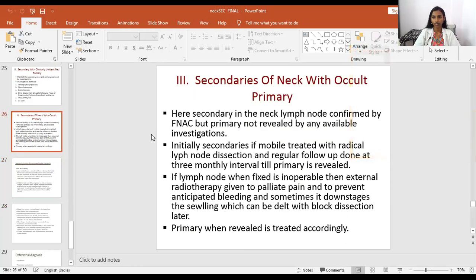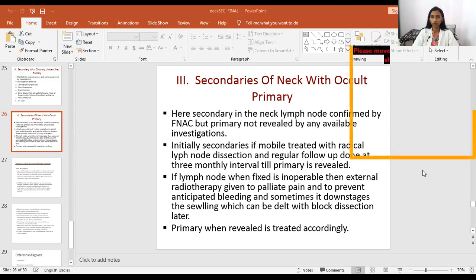Now, secondaries of the neck with occult primary. Here the secondary in the lymph node is confirmed by FNAC, but the primary is not revealed by any available investigations. Initially, secondaries, if mobile, are treated with radical lymph node dissection, and regular follow-up is done at 3-month intervals till the primary is revealed.